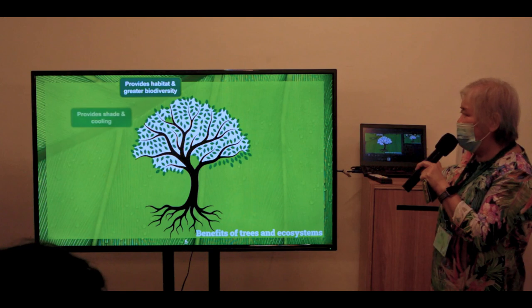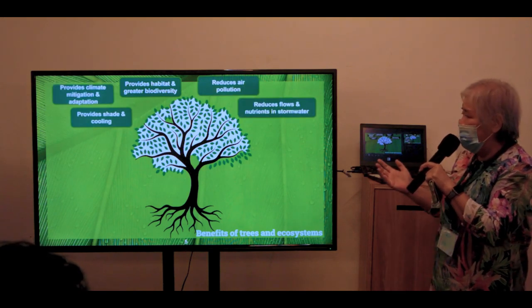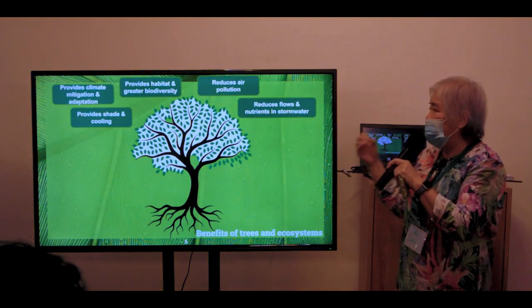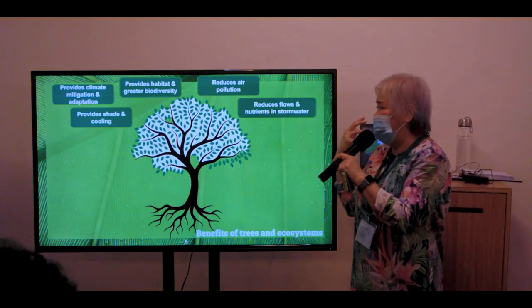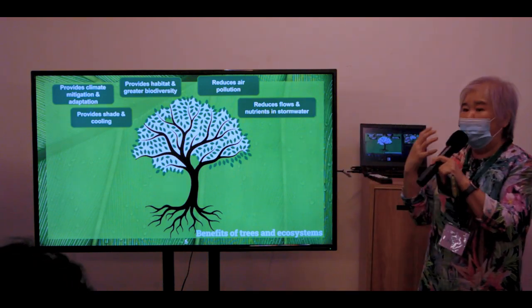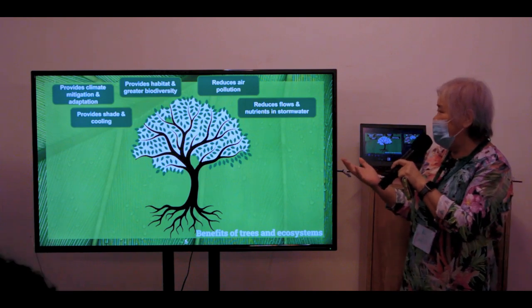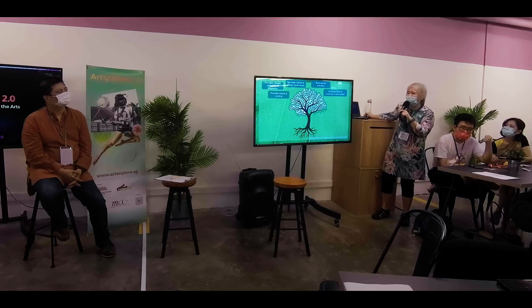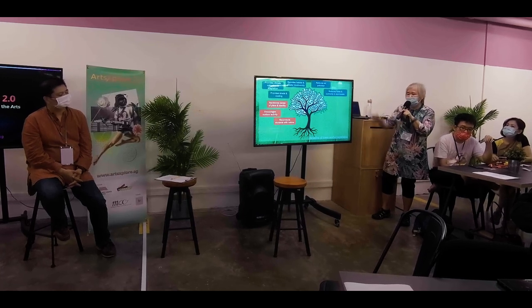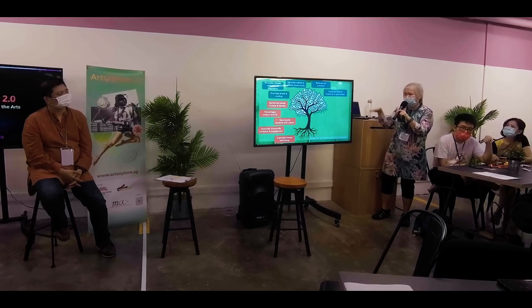So why do we want to have these green areas? Because green areas or habitats reduce noise, provide cooling, mitigate climate change, provide habitat for biodiversity, and of course slow down ponding and flooding, because it takes time to percolate into the soil as opposed to going into a drain, right?